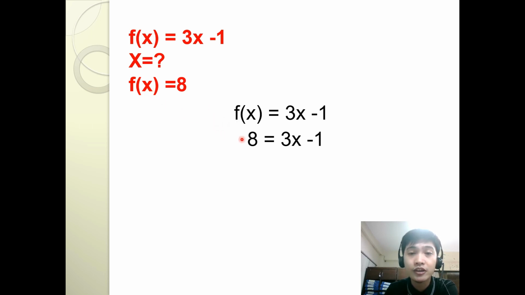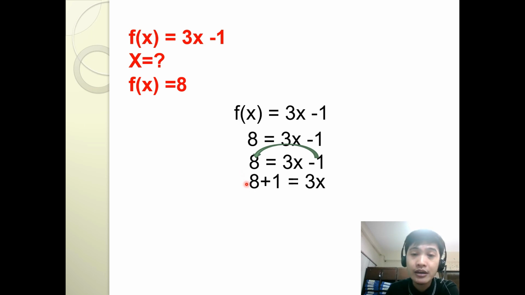So, from here, eto na siya. Now, mathematically, we cannot combine 3x and negative 1. But we all know that 8 and negative 1, we can combine them. So, ang next natin gagawin dyan, ililipat natin si negative 1 dito sa kaliwa. Ang resulta, we have 8 plus 1 equals 3x. Kasi basically, when we do the transposition, we change the sign. So, from negative 1, magiging positive 1 na siya. Ayan. So, combining this, we will have 9 equals 3x.